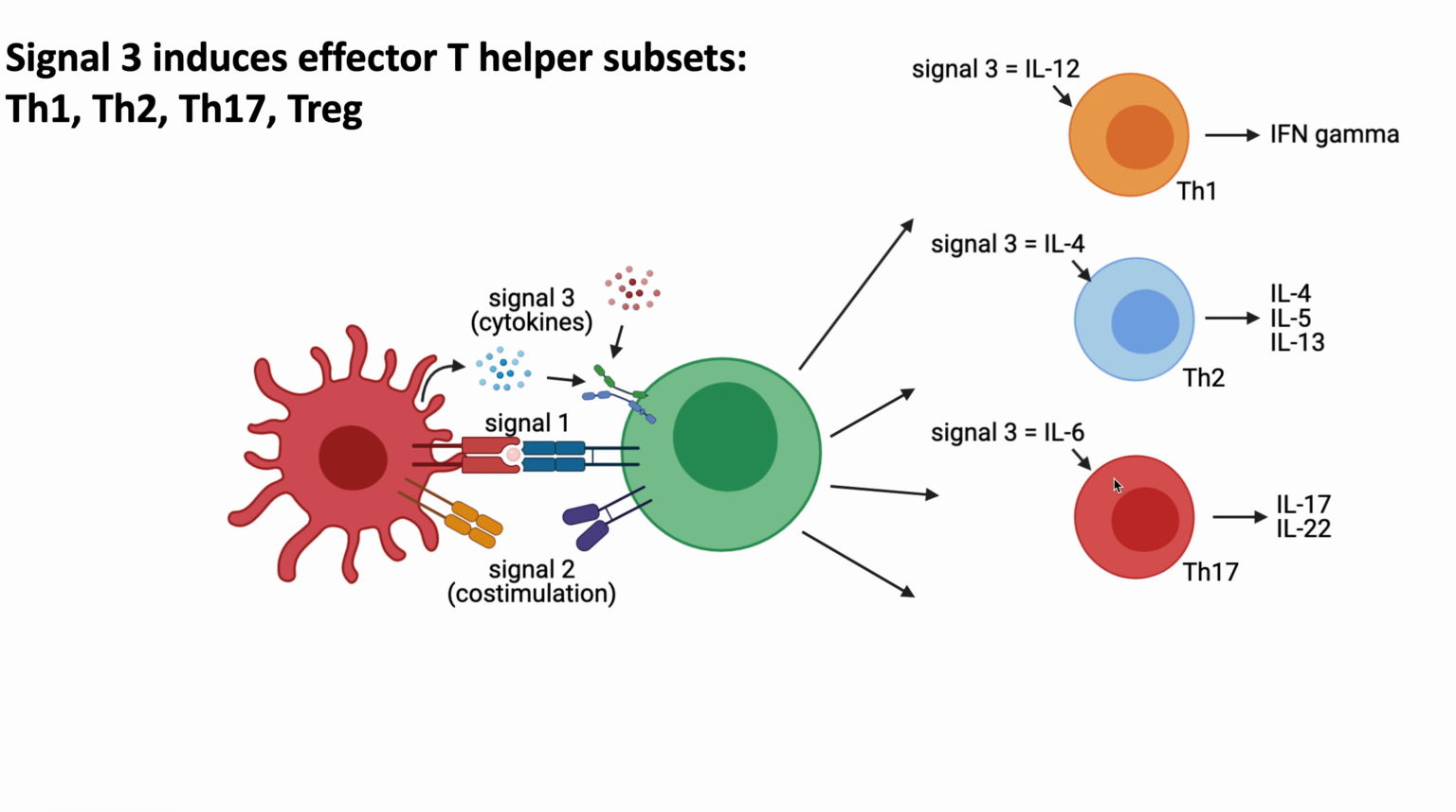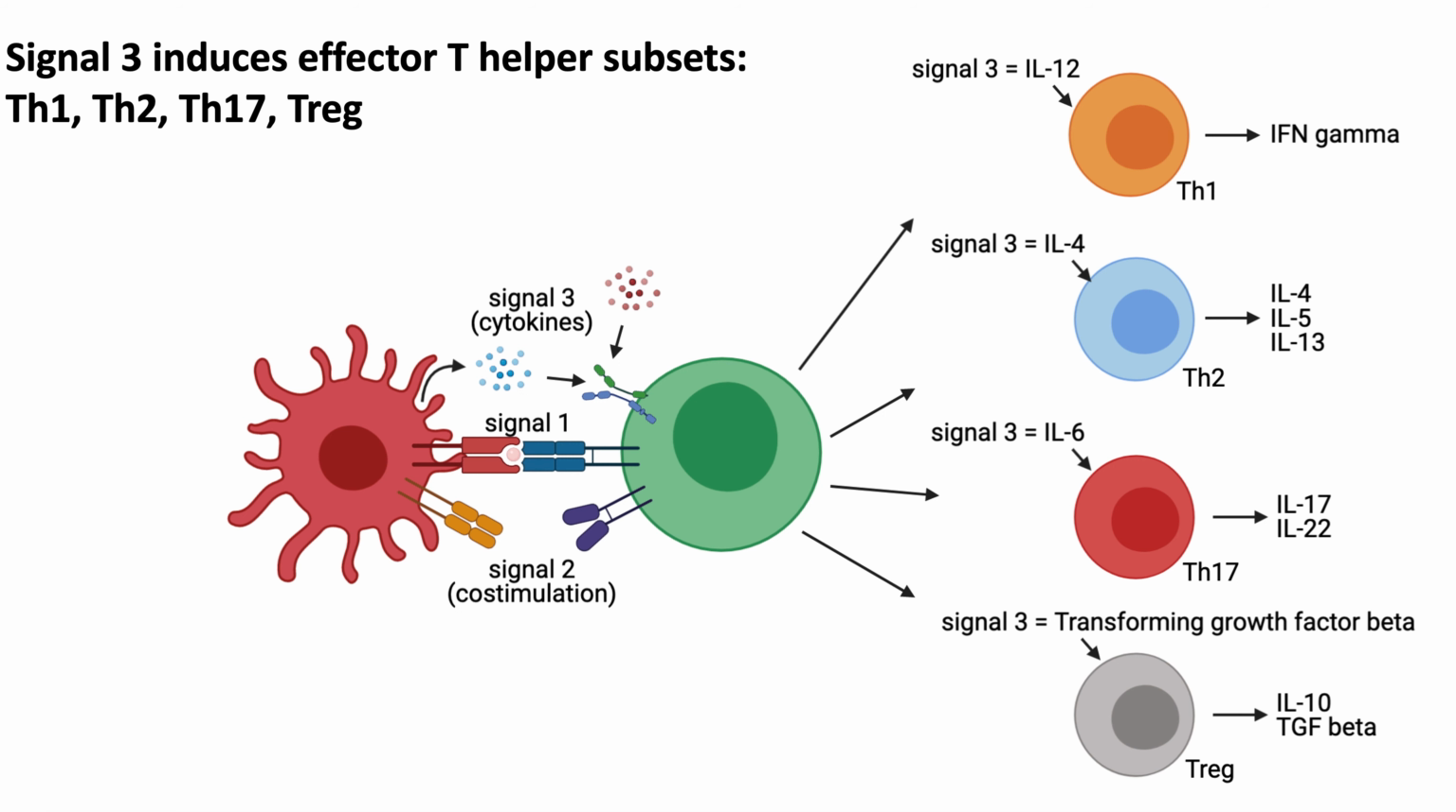Th17 cells are induced by IL-6 as a signal 3, and Th17 cells in turn specialize in secreting the cytokines interleukin 17 and interleukin 22. And lastly, the signal 3 cytokine transforming growth factor beta can induce the formation of regulatory T cells. And when this happens, these regulatory T cells secrete immunosuppressive cytokines such as interleukin 10 and transforming growth factor beta that suppress the activity of all of these other subsets of T cells.